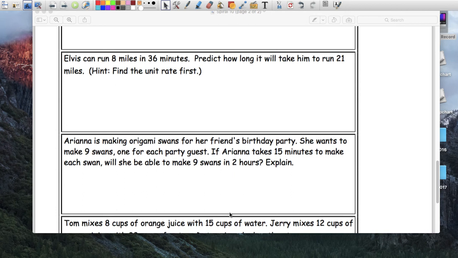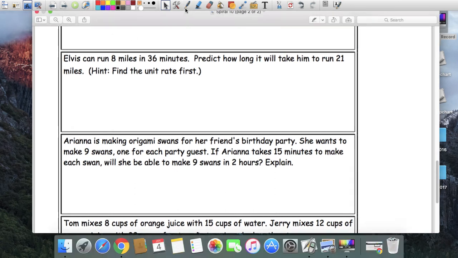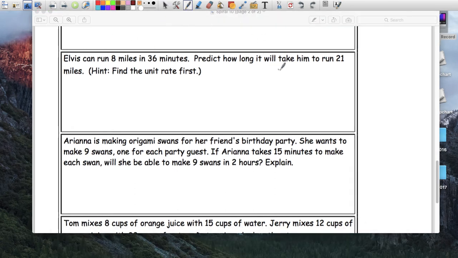Predict how long it will take him to run 21 miles. Hint, find the unit rate first. So we want to know how long it'll take to run 21 miles. So that's our question. How much will it take to run 21 miles? So miles will be at the bottom. So let's write 36 minutes over 8 miles. Right? So miles is at the bottom because that's what I want to find out.